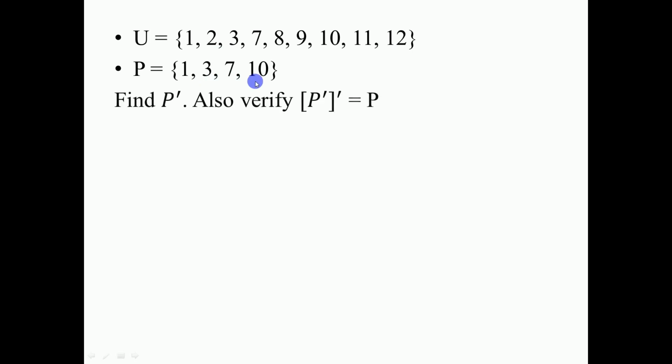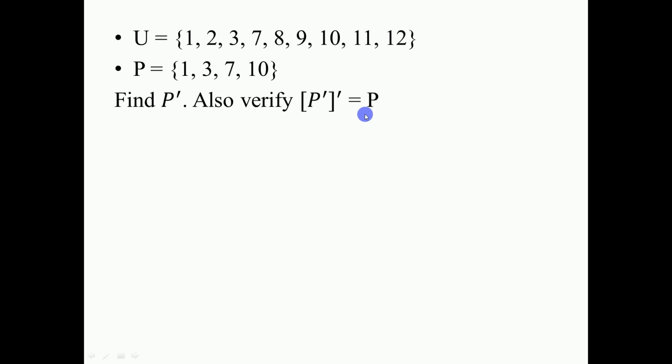It says that you have a universal set 1, 2, 3, 7, 8, 9, 10, 11, 12, and you have a set P having the elements 1, 3, 7, 10. Now you have to find the P complement and also verify that the complement of the P complement is equal to P. Basically, this is the property for the complement of a set, and we are going to verify this property.